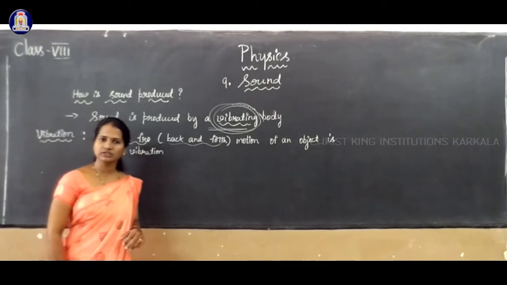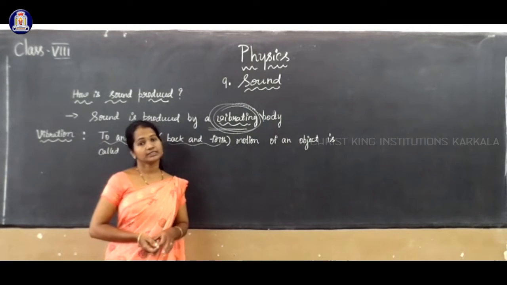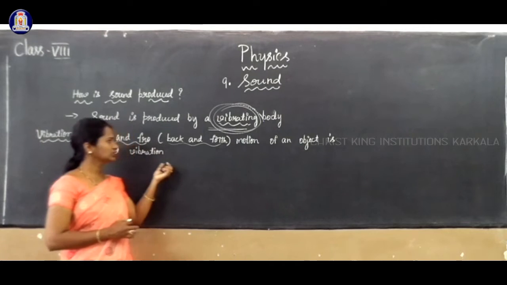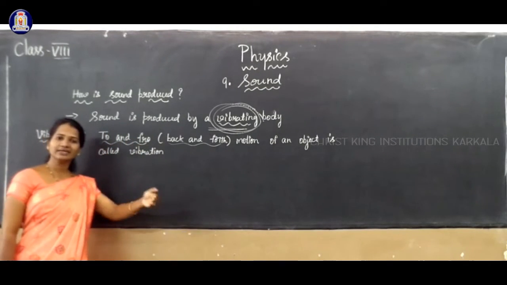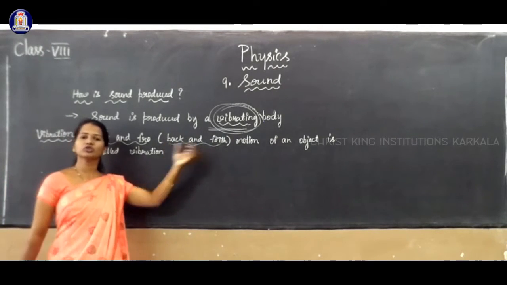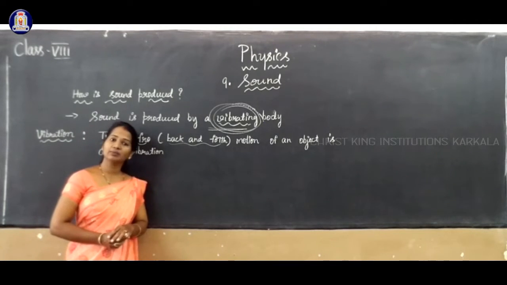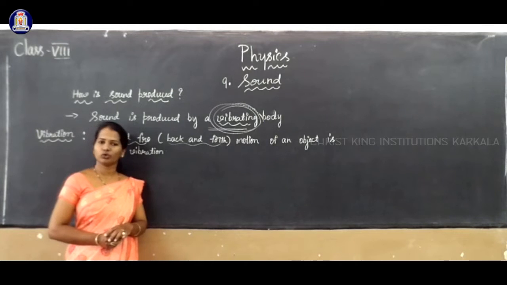Some vibrations are visible, some are not visible, and some we can feel. These vibrations are nothing but the to and fro motion, moving front and back. That is called vibration. It is the back and forth motion of an object. A vibrating object has back and forth, or to and fro, motion.